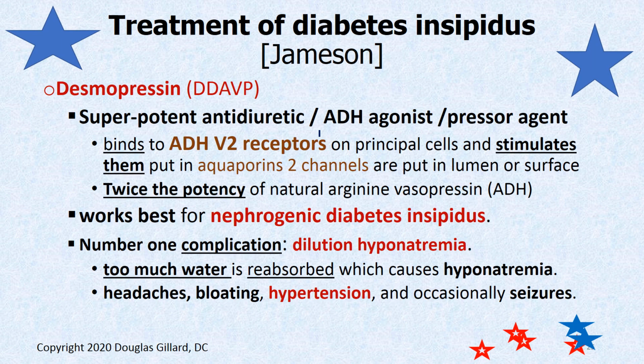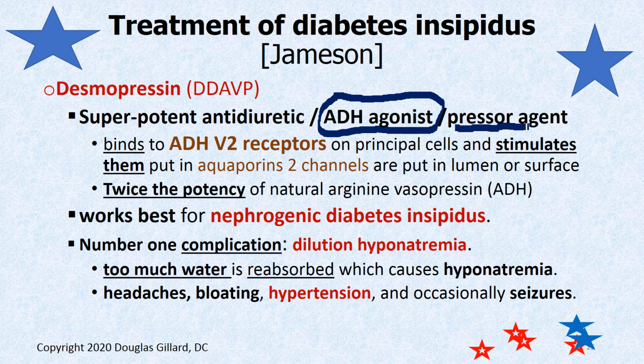What about the treatment for diabetes insipidus? There's something called desmopressin. There's that pressor word again, desmopressin. It's a super powerful, potent antidiuretic. It's classified as an ADH agonist. Remember the difference between agonist and antagonist? Agonist, agony, is going to put the cell in agony and make it work. An antagonist is going to make the cell turn off. If you have to start working, your cells are going to be in agony, is how I remember it. So this is a pressor agent.